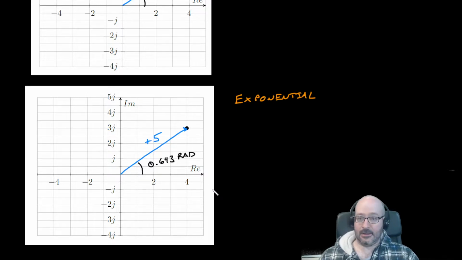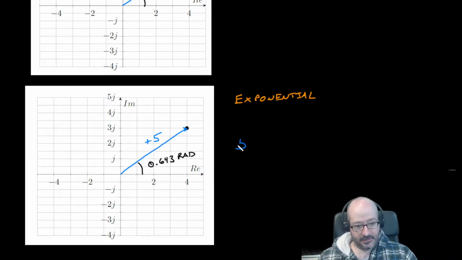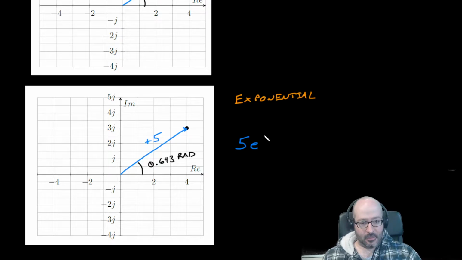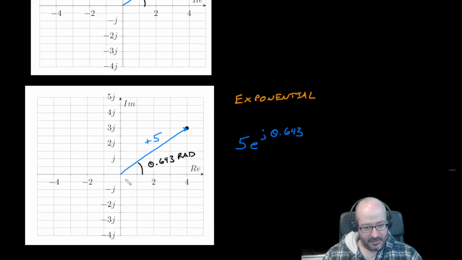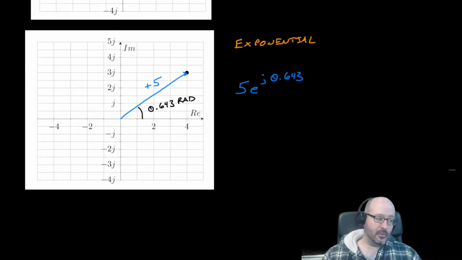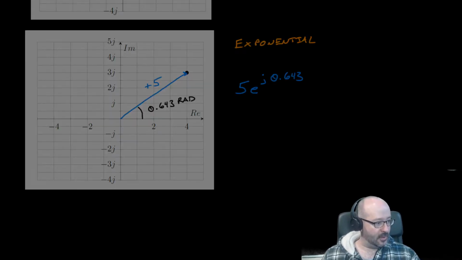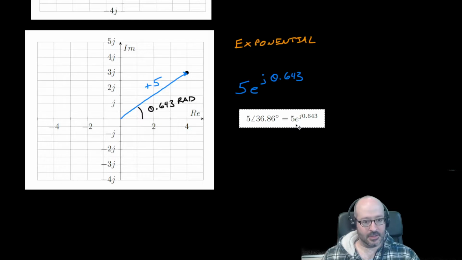So putting this together, the form looks like this. It's 5 times the natural constant e, okay? So 5e, and it's raised to a complex number, okay? 5e^j0.643. And it's similar to polar in that it has the magnitude of the vector, right? Just the length directly to the point. And it has the direction as an angle, but it's in radians. Now, we'll get sloppy. I promise you we'll get sloppy. But for now we can do this, right? We can say that these two things are equal to each other.